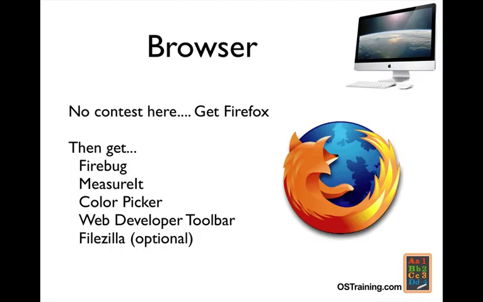One of the optional downloads is FileZilla. If you don't have an FTP client, File Transfer Protocol, we'll talk about that in a bit, FileZilla is a great way to go. We'll demo all of these things as we go through the course. For now, just go get Firefox and then browse the add-ons to get those top four for sure. So that's your browser. Number two, graphic design.